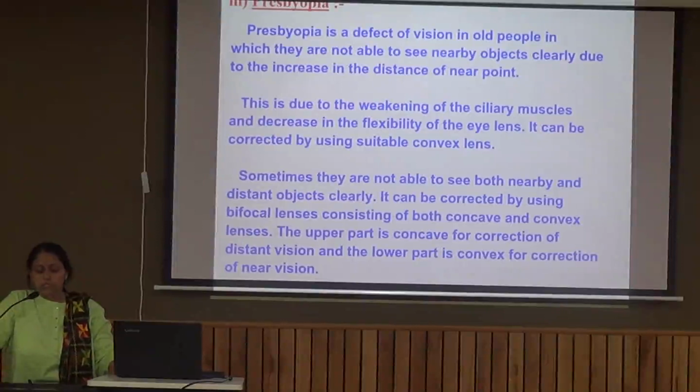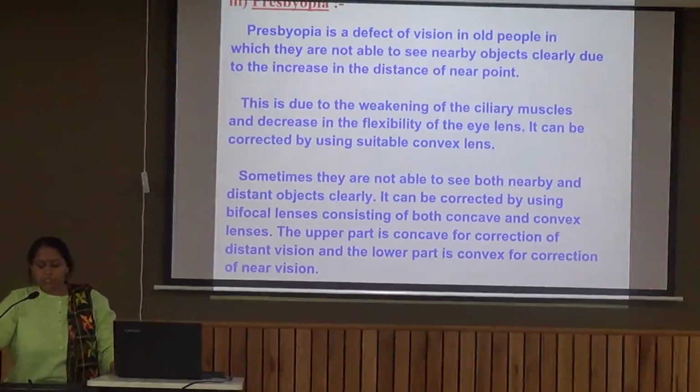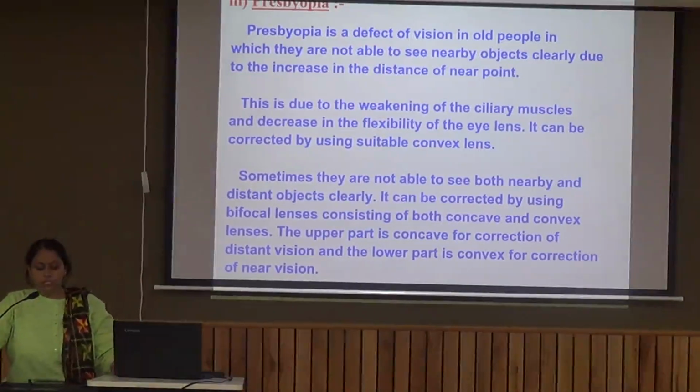The third defect is presbyopia. This is a defect of vision in old people in which they are not able to see nearby objects clearly due to the increase in the distance of the near point. This is due to the weakening of the ciliary muscles and decrease in the flexibility of the eye lens, and it can be corrected by using a suitable convex lens.